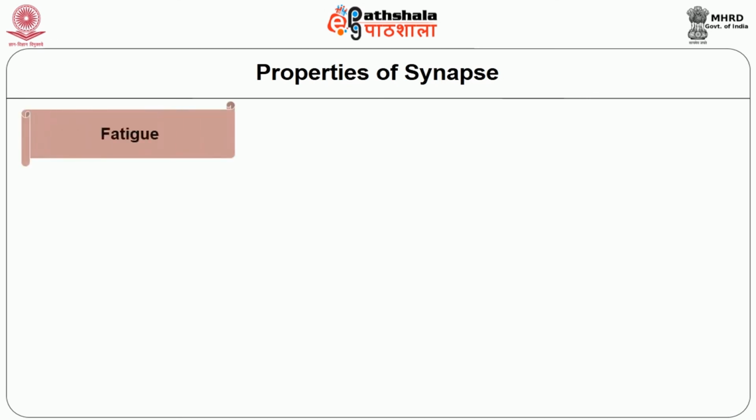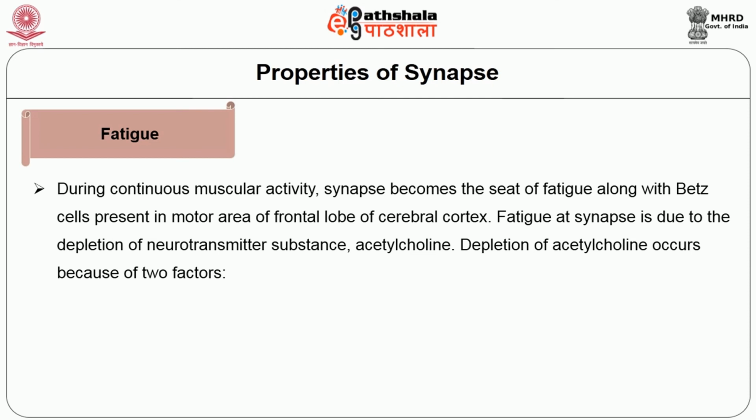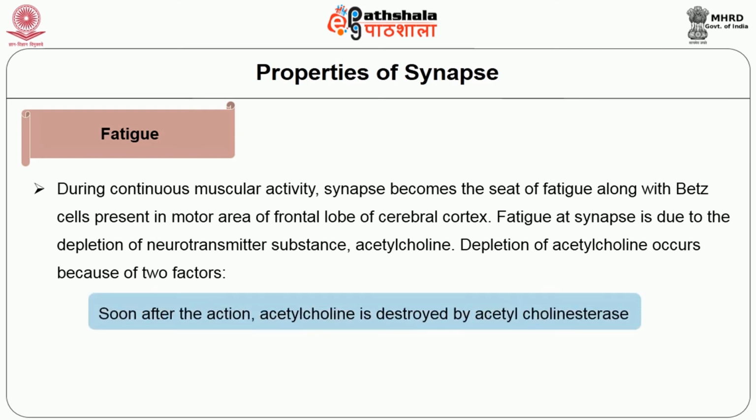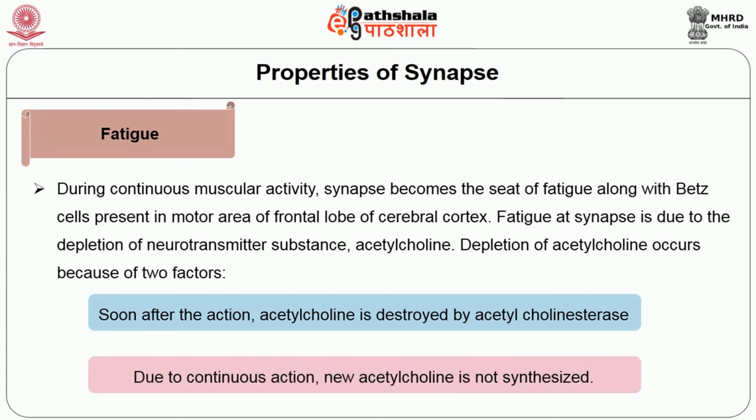Fatigue. During continuous muscular activity, synapse becomes the seat of fatigue along with Betz cells present in the motor area of frontal lobe of cerebral cortex. Fatigue at the synapse is due to the depletion of neurotransmitter substance acetylcholine. The depletion of acetylcholine occurs because of two factors, that is, 1. Soon after the action, acetylcholine is destroyed by acetylcholine esterase, and due to the continuous action, new acetylcholine is not synthesized.